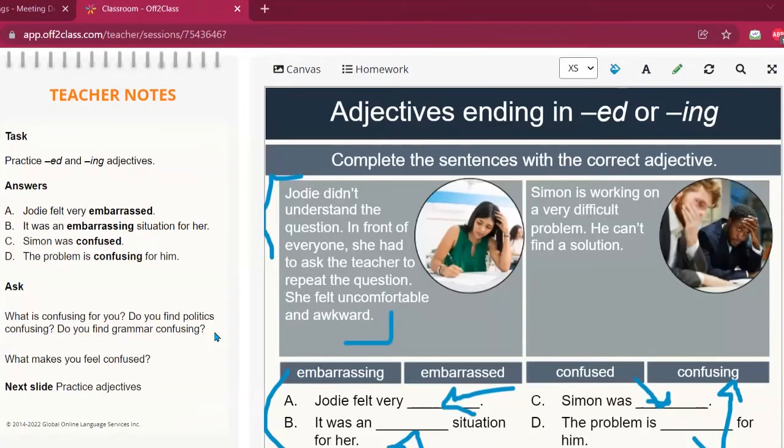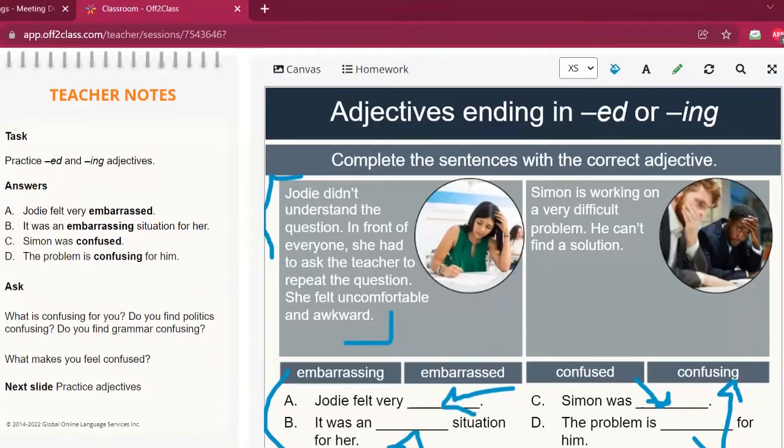Okay. Do you find grammar confusing? No, it's not confusing. Sometimes. Okay. And what makes you feel confused? What are the things that make you confused? Traveling for a long time sometimes. And Fatma, what makes you confused sometimes? When I am in a meeting. When you're at a meeting, maybe, you feel confused sometimes.